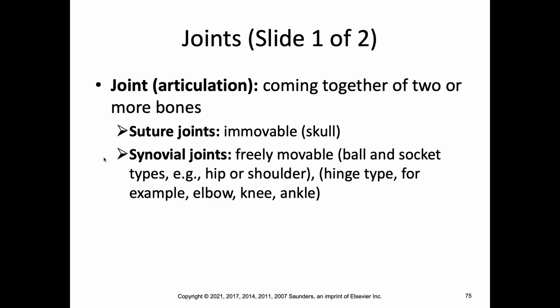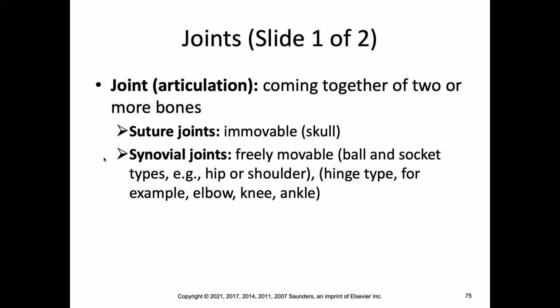All right, let's talk about joints. Articulation is the coming together of two or more bones. You have suture joints in your skull. And remember, those are where the skull bones join together from when you were a baby. You had that soft spot, and your suture joints grew together to make your skull stronger as you grew.